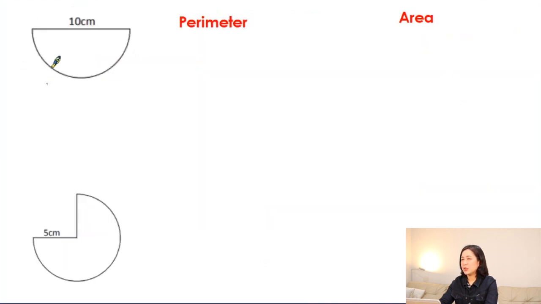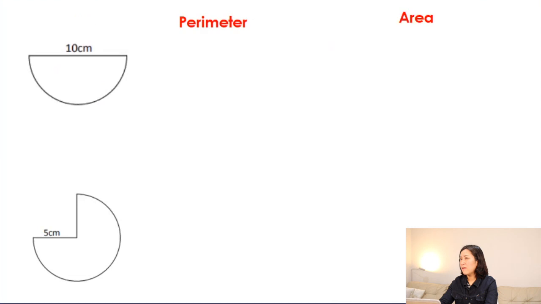Now, what about this shape? It looks like a circle, right? Try to focus on the first shape: it's a semicircle. So how shall we find the perimeter and then the area of the semicircle?